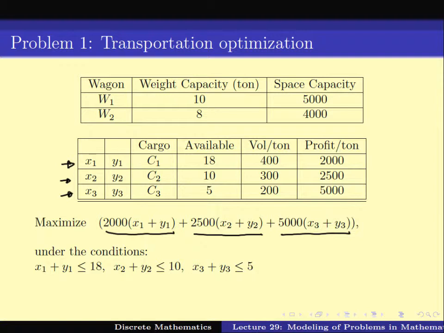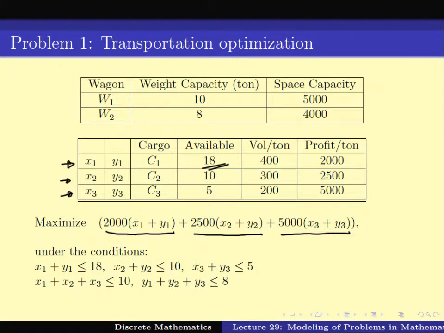And what are the conditions? Let's look at it. There are the weight conditions. In cargo 1, only 18 tons are available, so x1 plus y1 is less than or equal to 18. Similarly, only 10 tons are available for cargo 2, so x2 plus y2 is less than or equal to 10, and x3 plus y3 is less than or equal to 5. So this is one of the conditions. The other condition is the capacity of the wagon. The weight going in wagon 1 must be less than 10, namely x1 plus x2 plus x3 must be less than or equal to 10. And similarly for wagon 2, y1 plus y2 plus y3 must be less than or equal to 8.